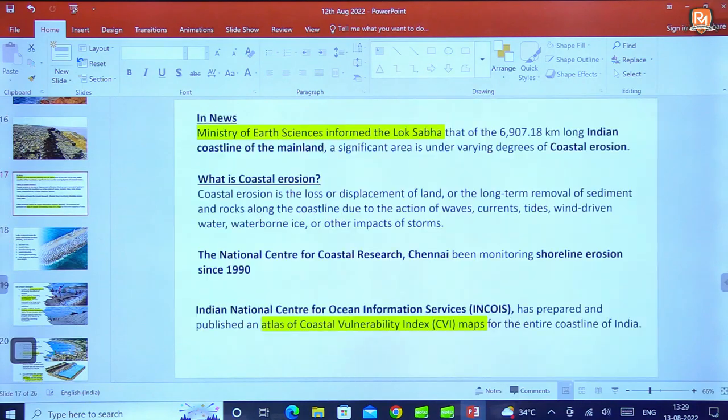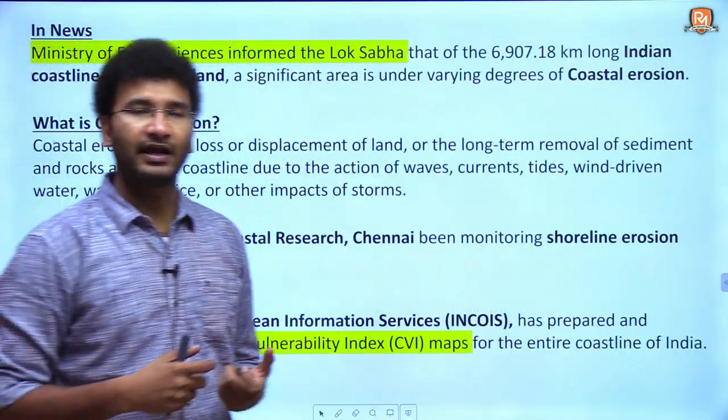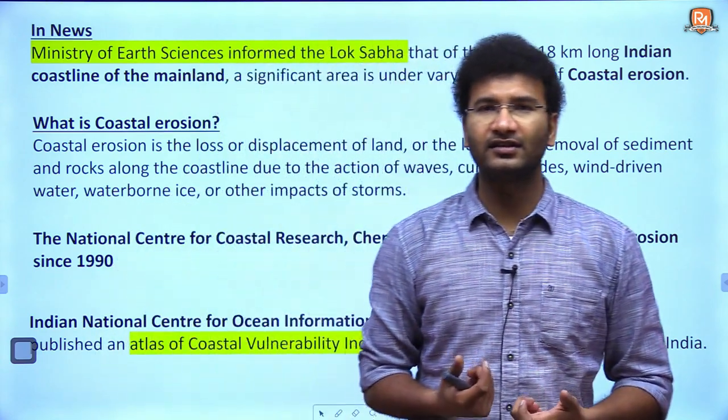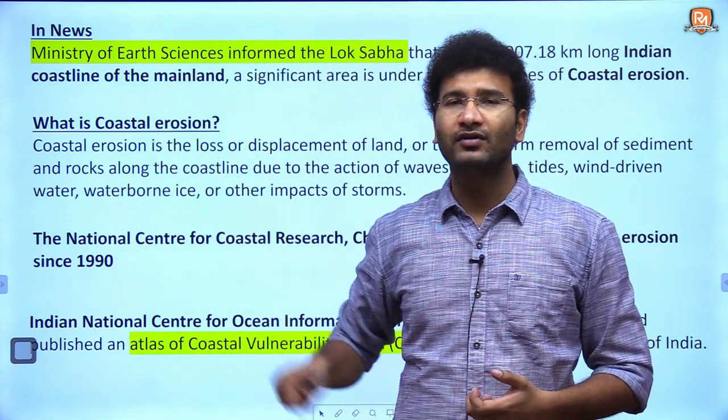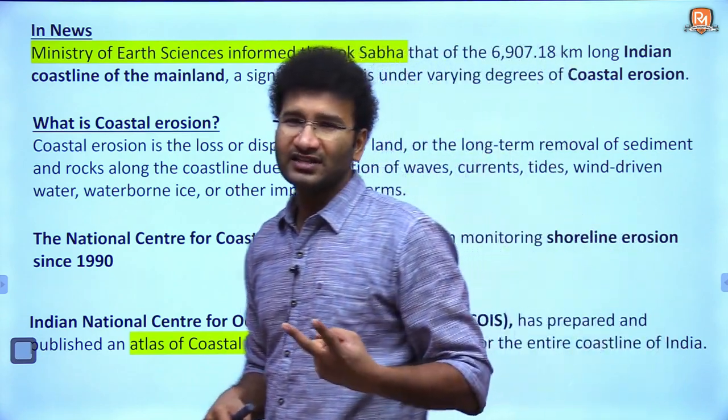That report, which is given by the Ministry of Earth Science, came with an atlas. Ek atlas diya gaya tha. In that atlas, it is said that there are areas of intense erosion. We have to protect these erosional areas. Now, two bodies are associated with this.